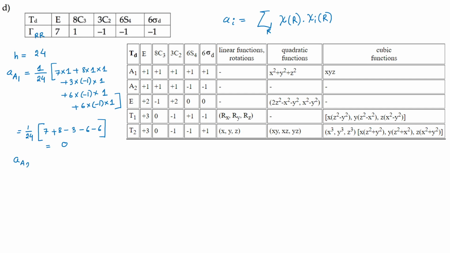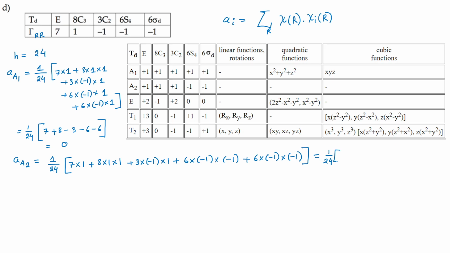What about A2? 1 over 24 multiplied by 7 into 1, then 8 into 1 into 1, then 3 into minus 1 into 1, then 6 into minus 1 into minus 1 plus 6 into minus 1 into minus 1. I hope you are following what I am trying to do here. 7 plus 8 minus 3 plus 6 plus 6. That is going to give me 1 over 24 into 15 minus 3 is 12. 12 plus 12 is 24. So that is 1. Okay.